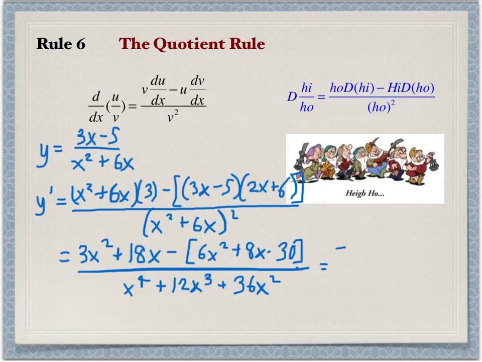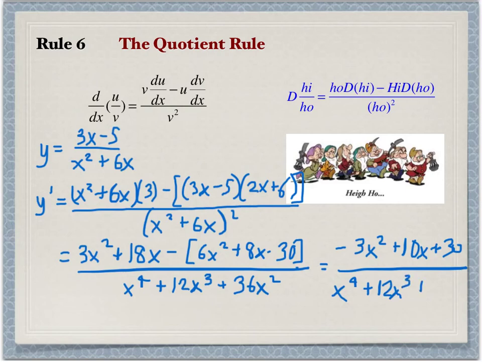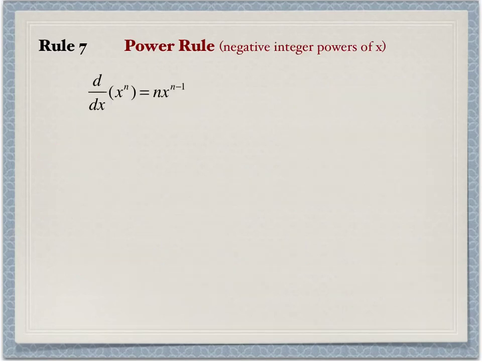You can check this out. I came up with negative 3x squared plus 10x plus 30, all of that over, same thing I just had, x to the fourth plus 12x cubed plus 36x squared. So that's a lot of algebra there. In fact, we'll talk in class about how a lot of times the calculus isn't so hard, but the algebra that's involved with it is the difficult part. But that's the quotient rule. Again, we'll be practicing on that bugger as well.